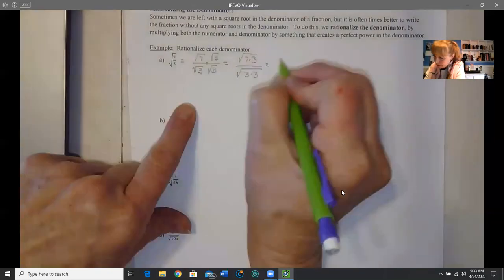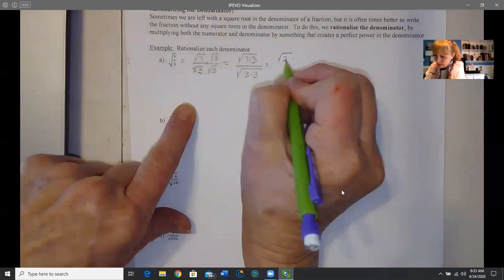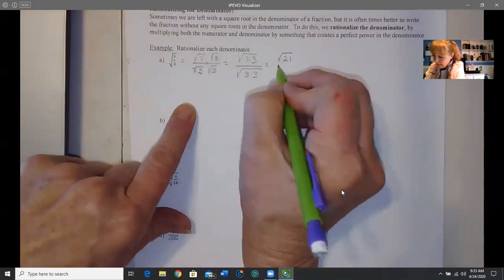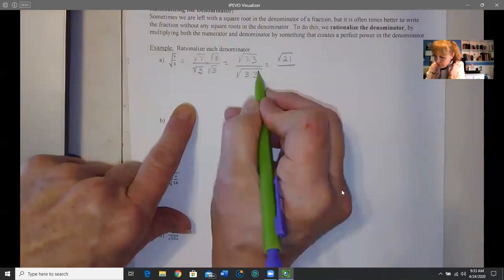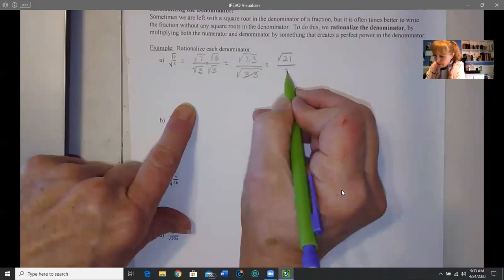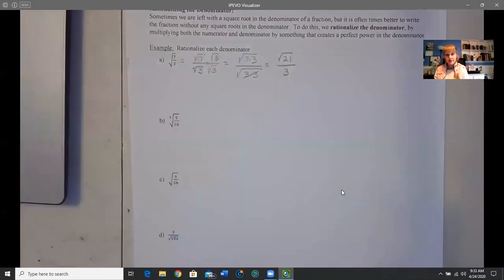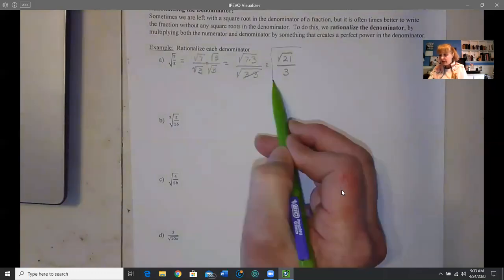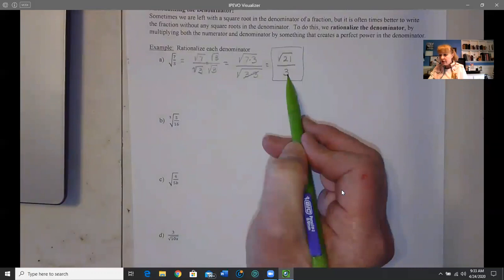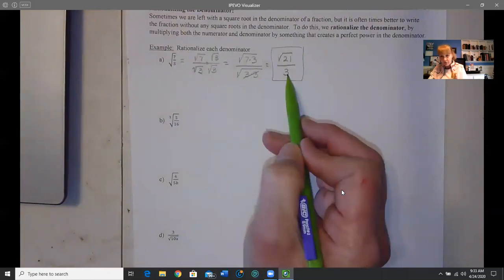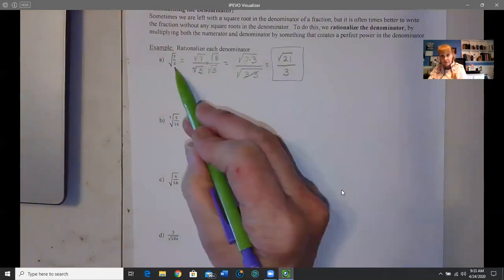So you come up with the square root of 21. There's not 2 of anything, they stay. I have 2 3s, so it comes out as a 3 and nothing's left over. Now it has the same value, it's just been rationalized. There is only this 1 3 underneath, not a square root of 3.